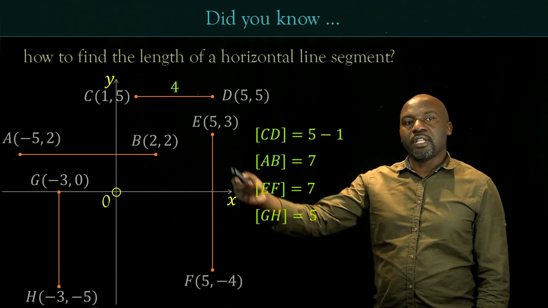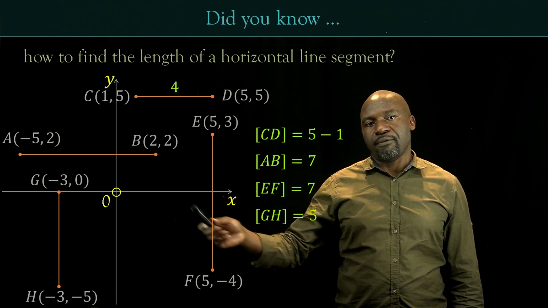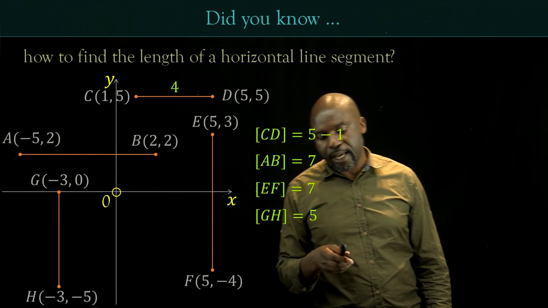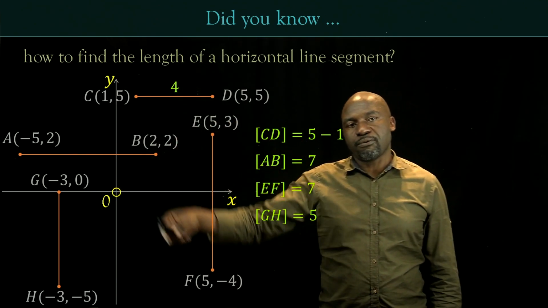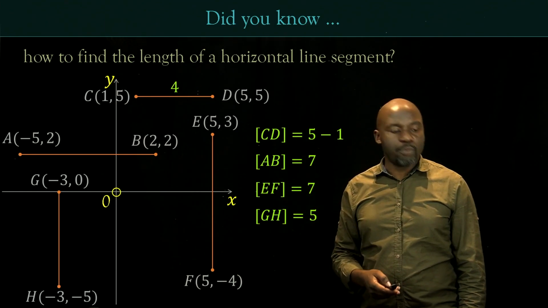Okay, so because these lines are vertical, you are subtracting the y values. If it is horizontal, you're subtracting the x values. Please remember how to find the length of a horizontal or vertical line segment. It's going to be useful in the next steps.